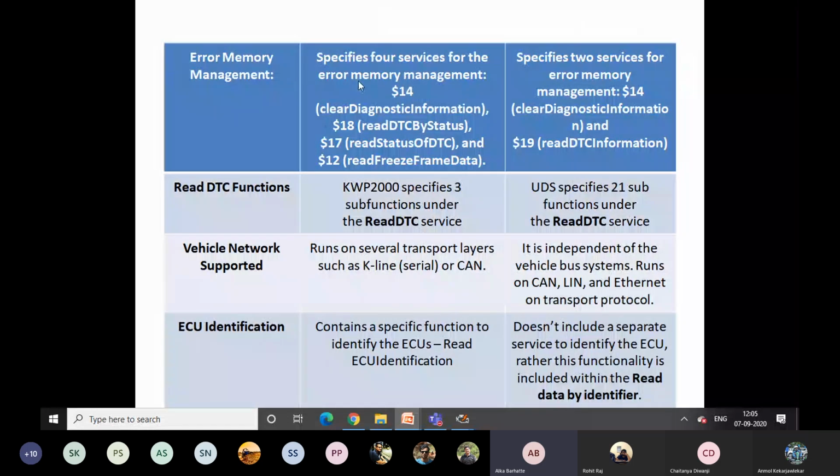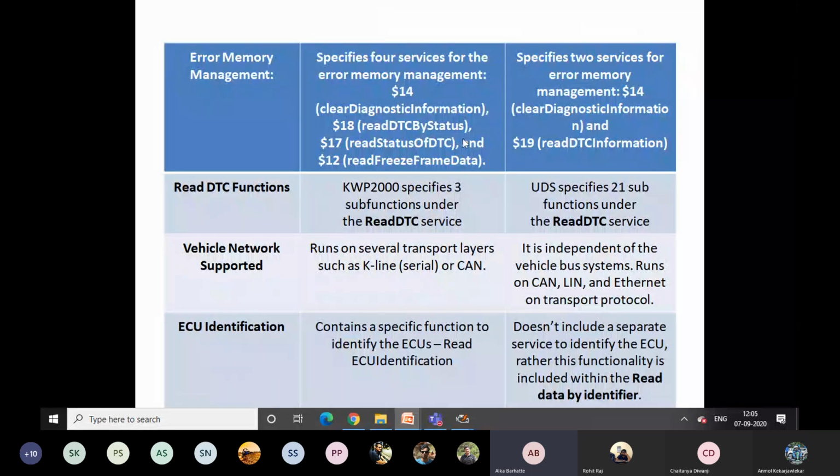Error memory management specifies 4 services for the memory management. Okay, one is clear diagnostic information. Once read, clear that information. Read DTC by status. Read status of DTC. Okay, and read freeze frame data.